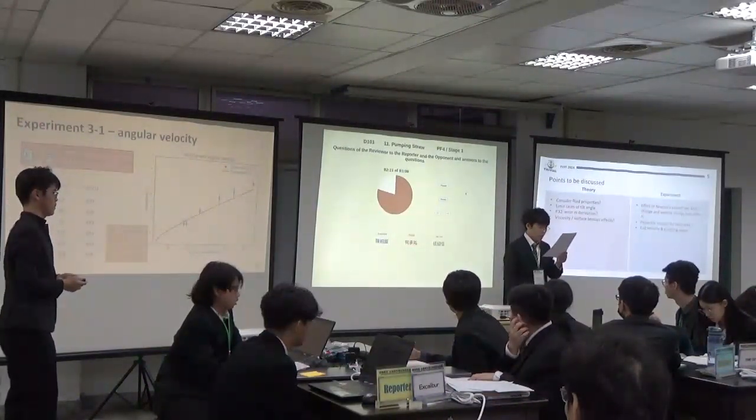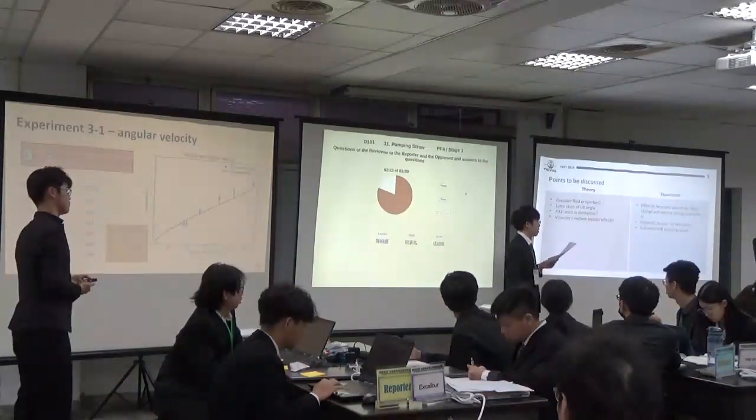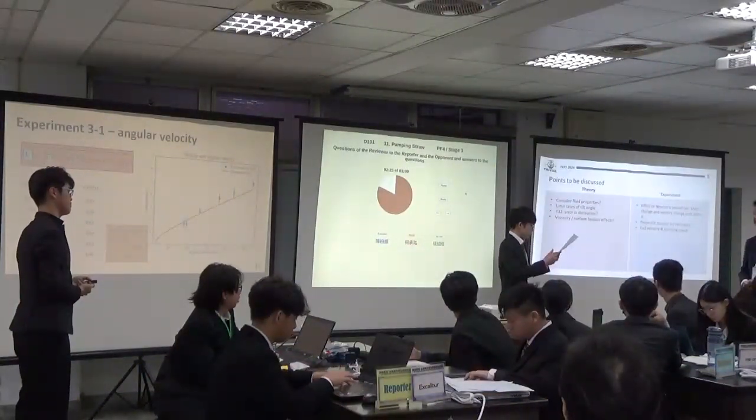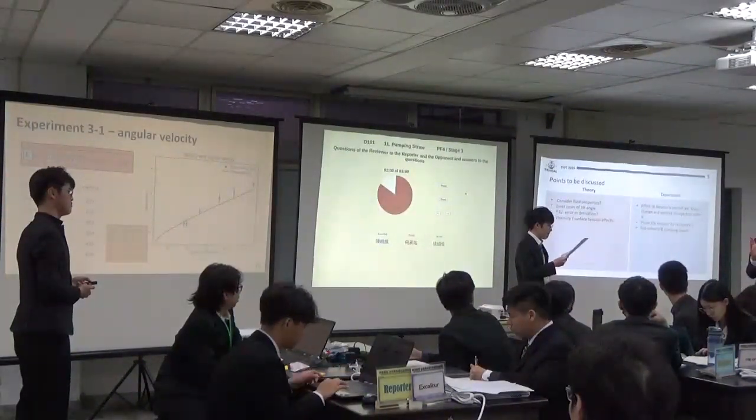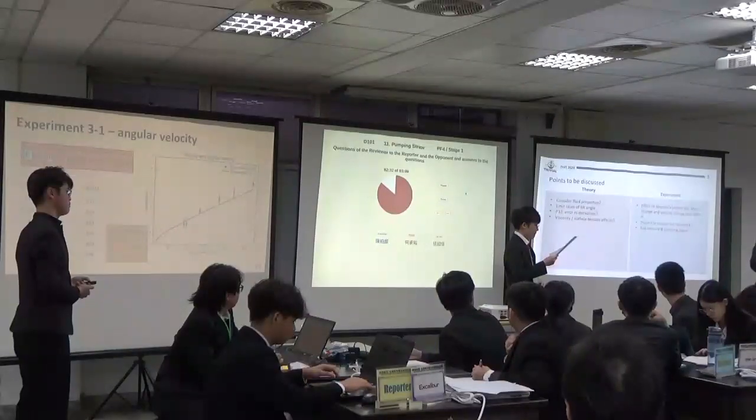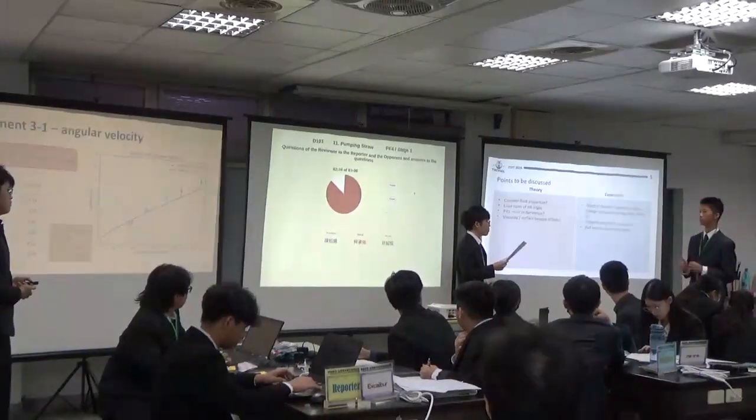Okay. I understand that. And what does the opponent think about that? Which question? About the changing angle. So I think the rule mentioned that when the angle is larger, so when the straw is more flat, the water is easier to get out.